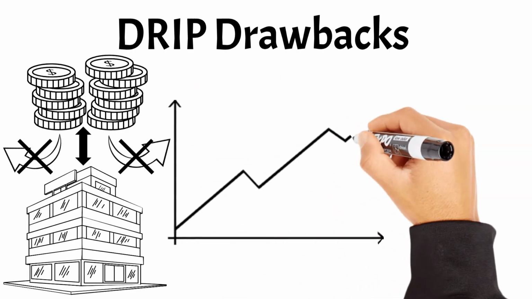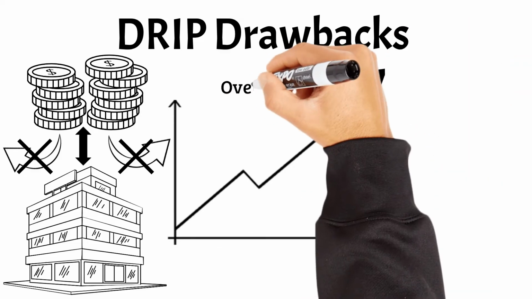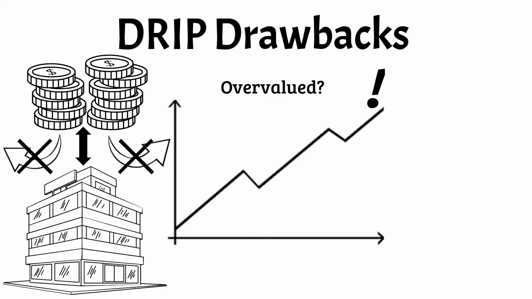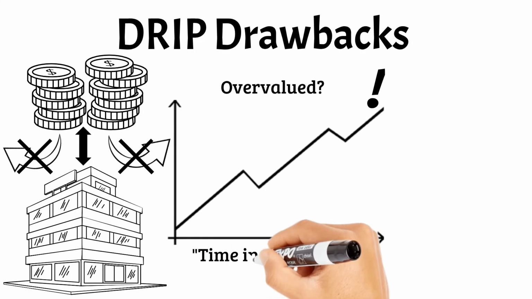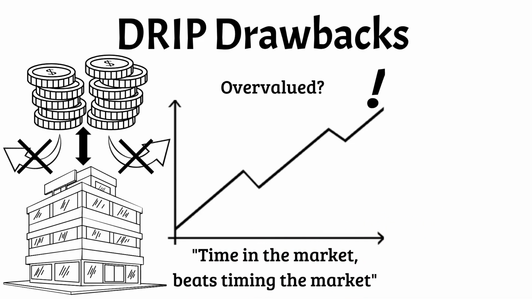Also, since DRIPs automatically buy in when the dividend is paid, one could make the case that you may be buying at a bad time if the stock is overvalued. Although yes, I do agree with this argument in principle, in practice, I'd say it's much better to keep accumulating stock and earning yourself more dividends. There's a famous quote in investing. It goes, "Time in the market beats timing the market." So keep that in mind.